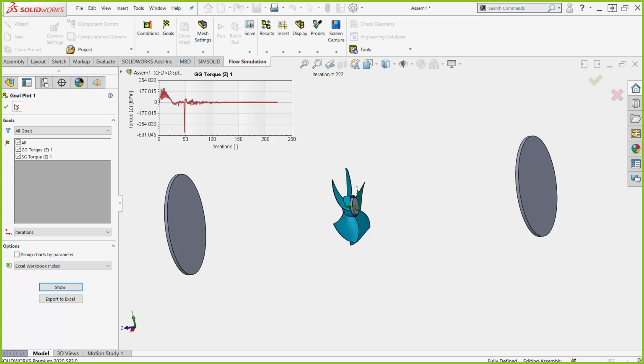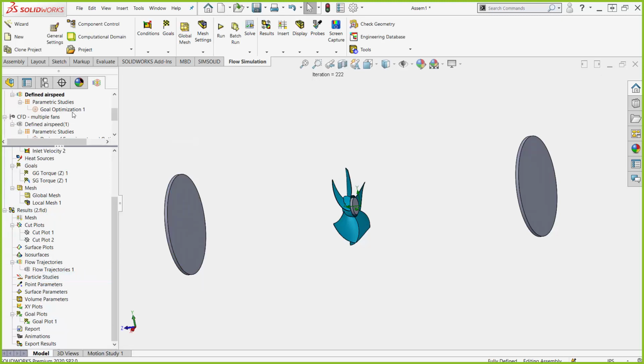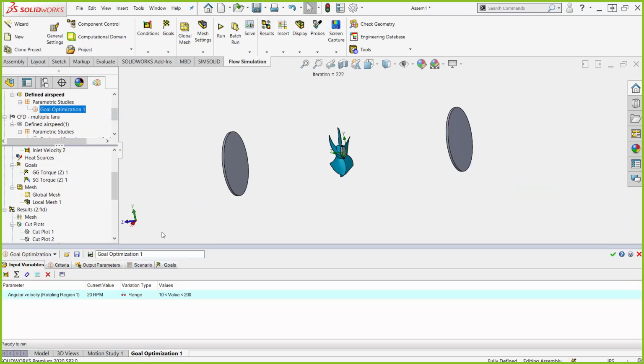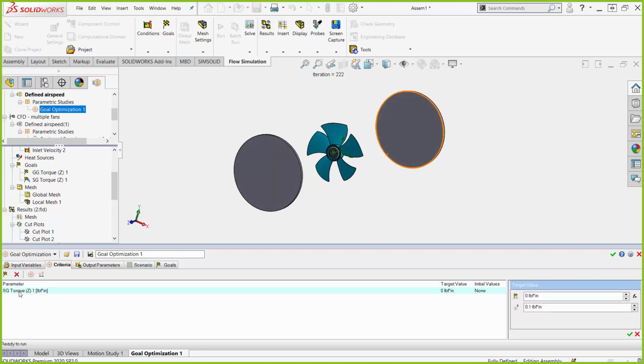So that's where optimization comes back into play again. This time, in my optimization study, I vary my RPM, just like before, tracking my torque goal. But this time, look at that target value. I'm aiming at a torque of 0, with a little bit of plus and minus.